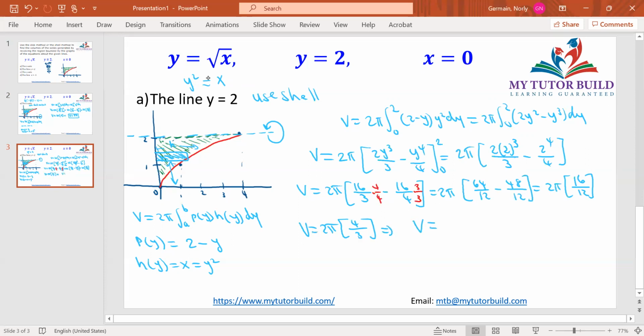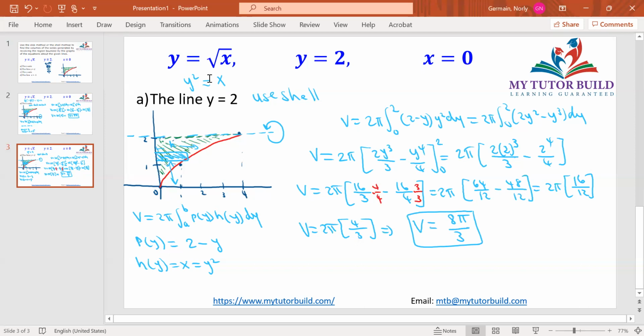V would be 8 pi over 3 as a final answer. So this is the second question they ask us. You see, in the first case we use the shell method, and in the second case we also use the shell method. The shell method, you know, to find it, we can either use the horizontal axis of revolution.